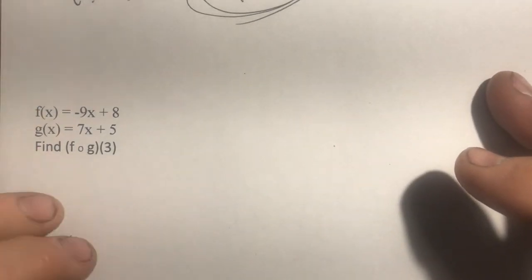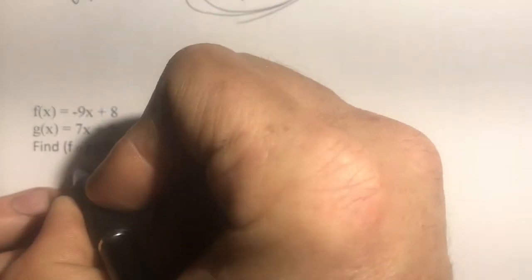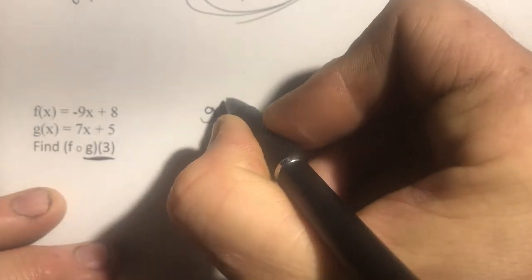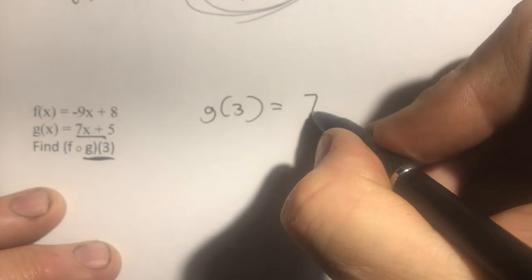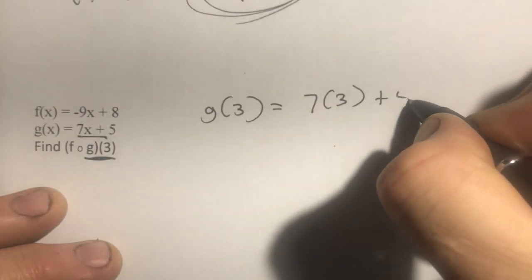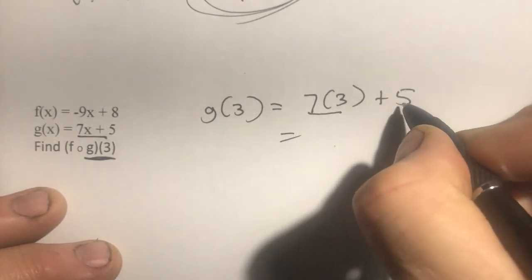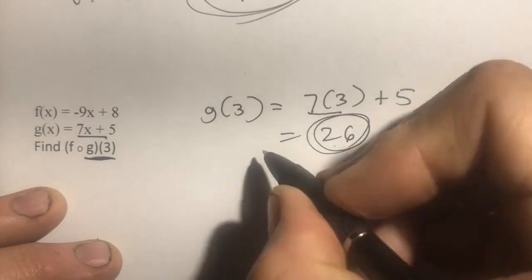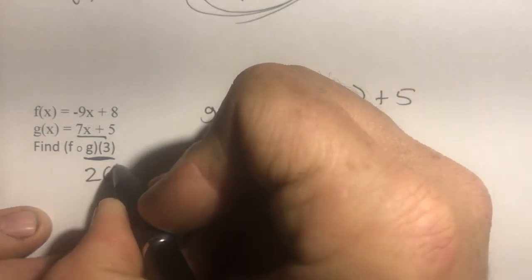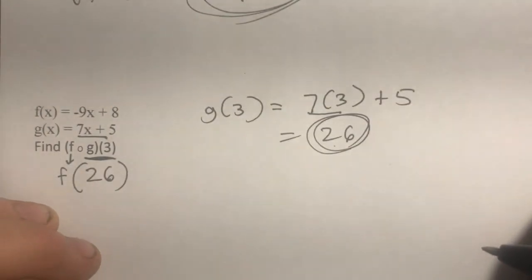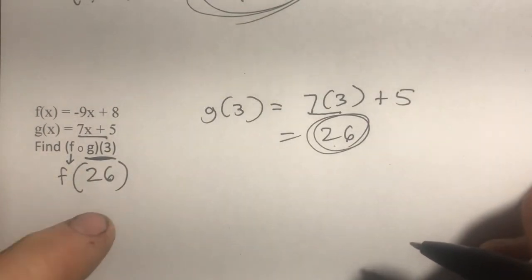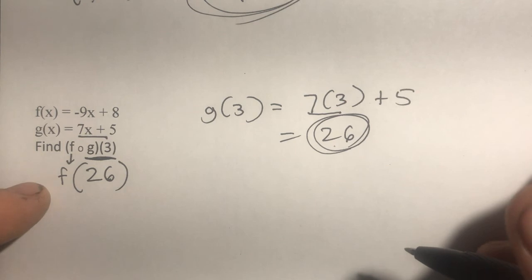And then one last one here. Last one. All right, now here we're doing f of g of 3. So right here I got to do g of 3. So g of 3, here's my g function. 7 times 3 plus 5. All right, that's 21 plus 5, which is 26. So this is 26. So now I got to do f of that. So g of 3 is 26. Now I got to do f of 26.